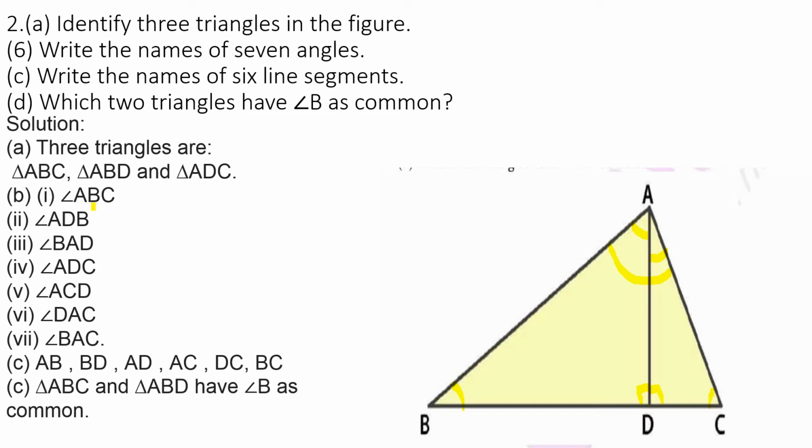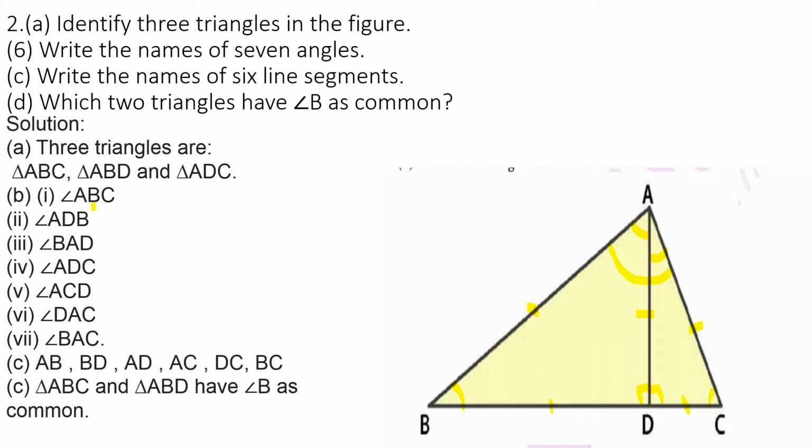Then the third question, write the names of 6 line segments. What are the line segments here? See, one AB, then BD, second one, AD is third one, then AC is fourth one, then DC, then together BC is the line segment. So totally 6 line segments are here.